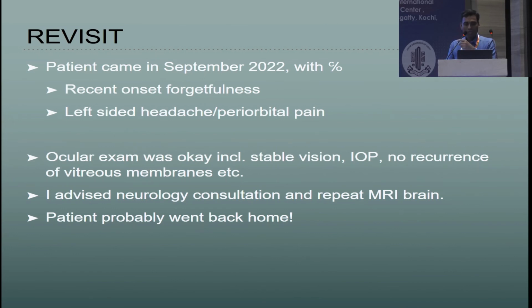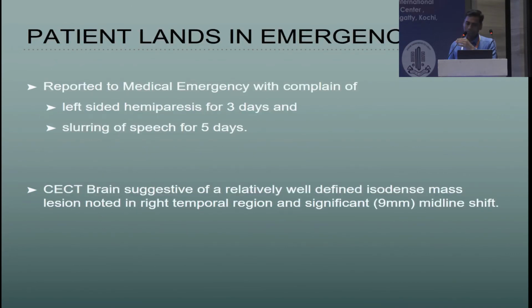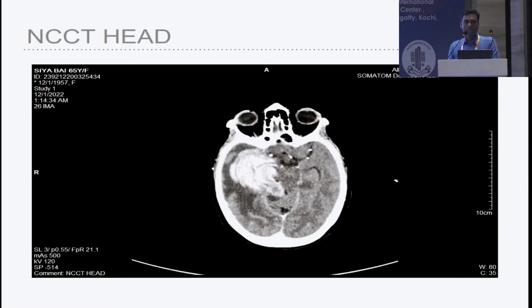IOP was okay, so I thought maybe nothing was to be done from our side, so we referred the patient to neurology for a repeat neuroimaging. However, the patient was not convinced for a repeat MRI within 2 to 3 months, so they went back home. What happened next was the patient landed up in the medical emergency after about 3 to 4 weeks with left-sided hemiparesis and slurring of speech. CT scan brain showed this huge lesion lying in the temporal aspect.